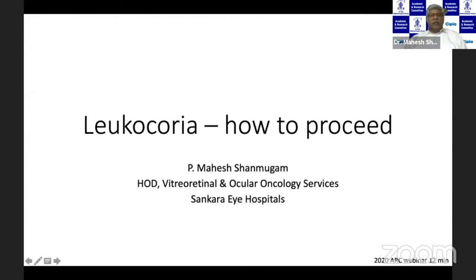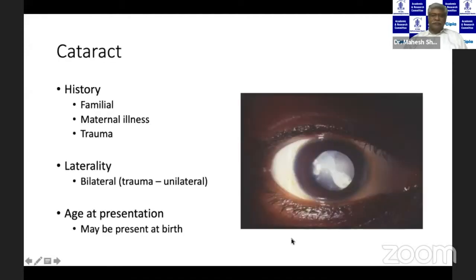The next 10 to 12 minutes, we'll look at leukocoria, how to proceed. Technically, leukocoria means that white reflex at the pupil. So a cataract will also form part of the leukocoria, and I'm sure all of us will be able to identify a cataract from anything else which causes a white reflex. In many cases, we will be able to come to a diagnosis even before we examine the child.